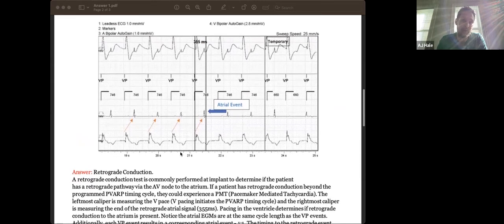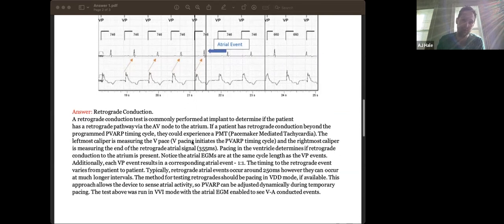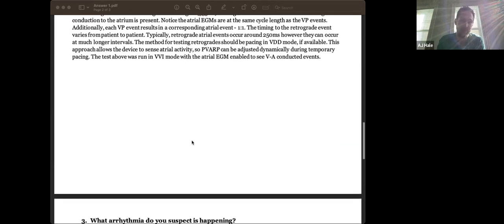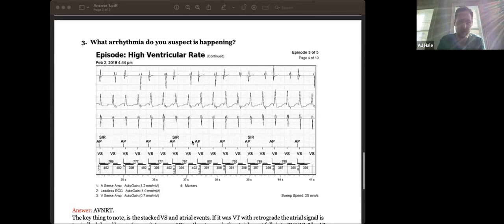And remember, your PMT rate is your sensed AV delay plus your retrograde timing. So if you have a very long AV delay and very long retrograde, it will be slower than your max track rate. So I would not trust max track as an indicator for pacemaker mediated tachycardia. Always look to see if there's VA conduction. I've seen people in PMT at like 80 beats a minute all the time, which is not great.